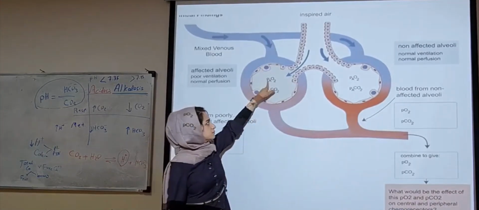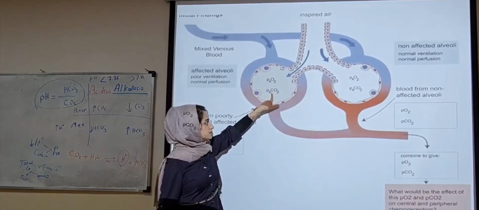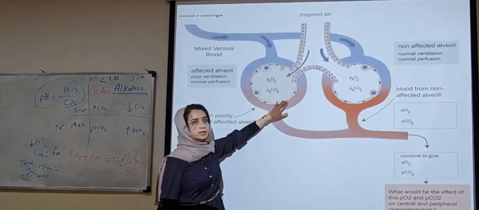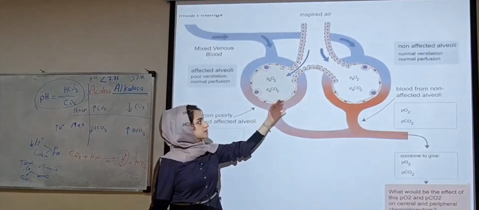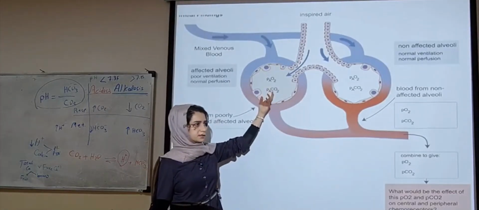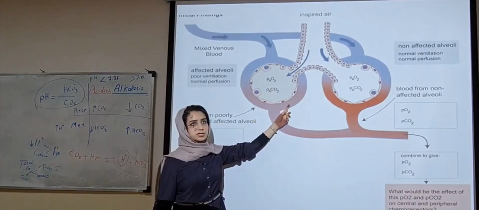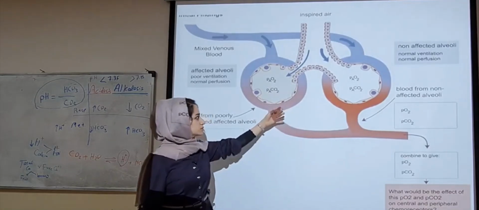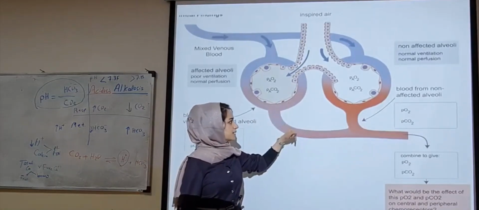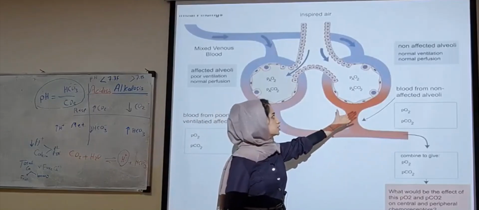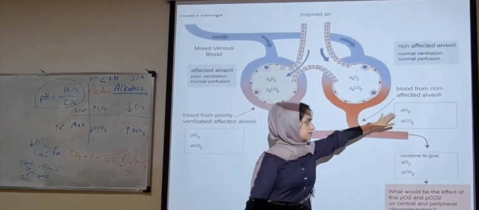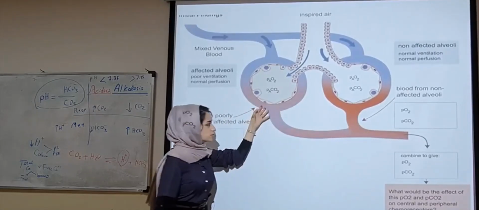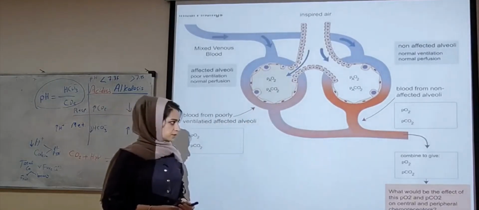When there is decrease in the PO2 here and increase in the CO2 here, what will happen to the arterial blood, the blood leaving this alveoli? It will be the same. There is no change because this alveoli is normal. The PO2 and PCO2 are the same here, while here the PO2 and PCO2 will change.